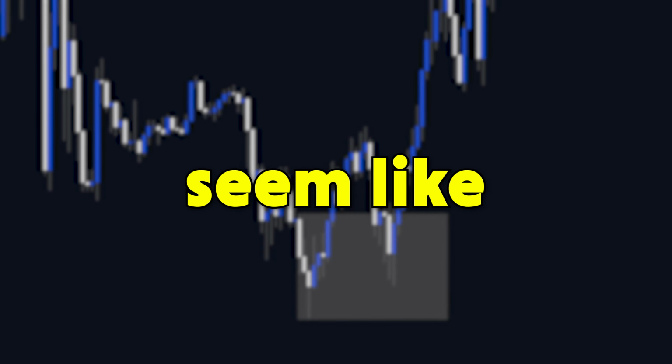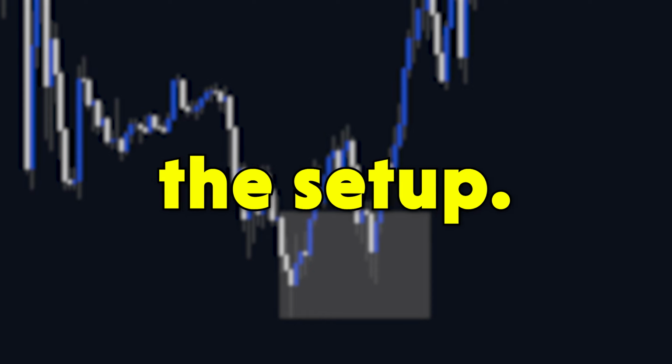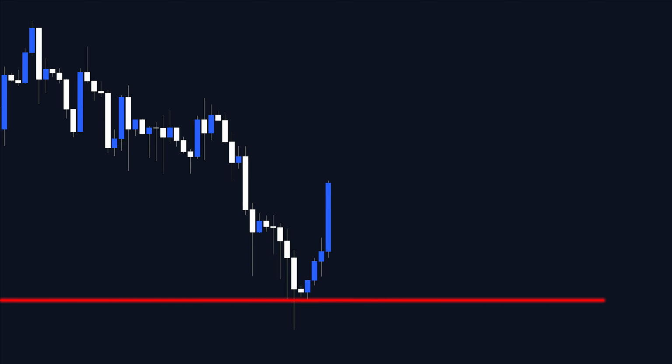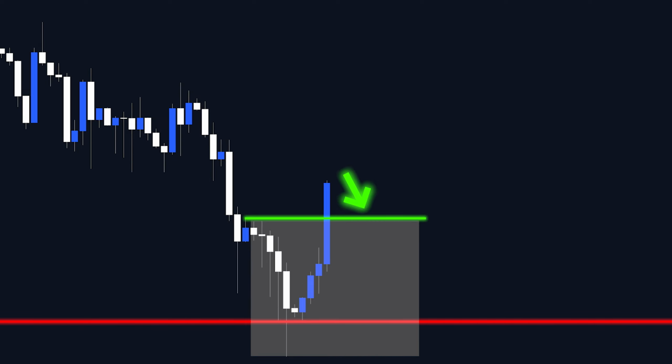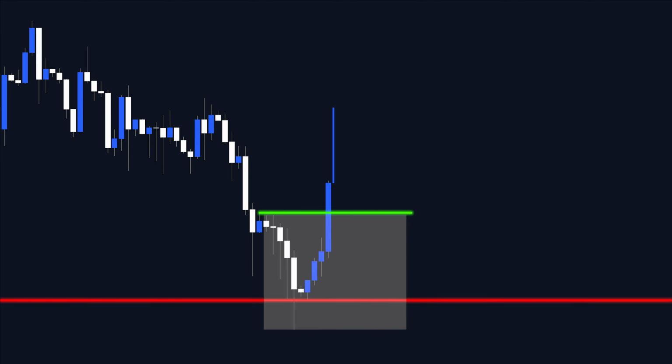Sometimes everything might seem like it's lining up until the very end of the setup. Let me show you an example. Here, we are in a downtrend, with all of our steps getting checked off our checklist. And the only thing that's left to happen is for price to come back down to our order block for our entry. Unfortunately, we never see a confirmation, so we do not place the trade.